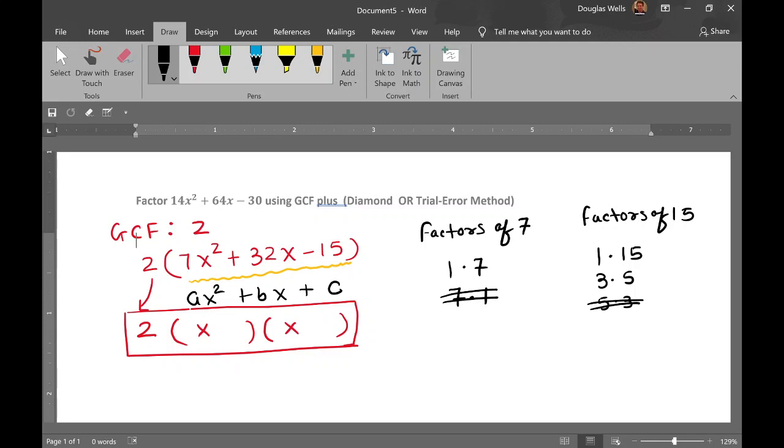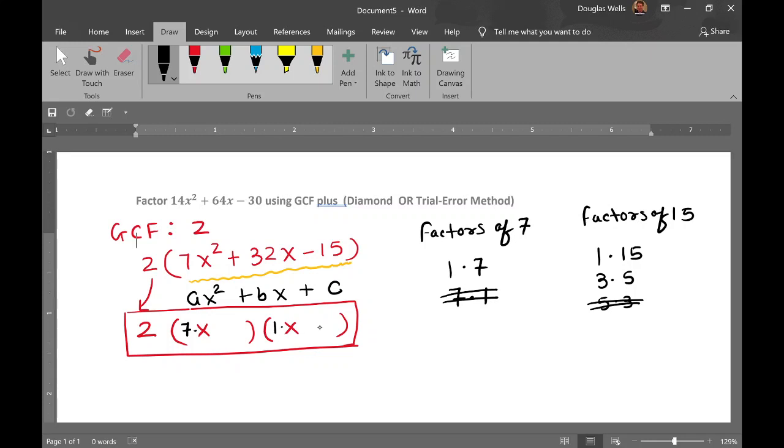Now the question is, which two are you going to multiply here with x that give you 7 when you multiply them? You have two choices, 1 times 7 or 7 times 1. Again, it's a trial and error method. You can choose 7 here and 1 here, or 1 here and 7 here. I'm just going to choose 7 here and 1 here. I just decided those two.